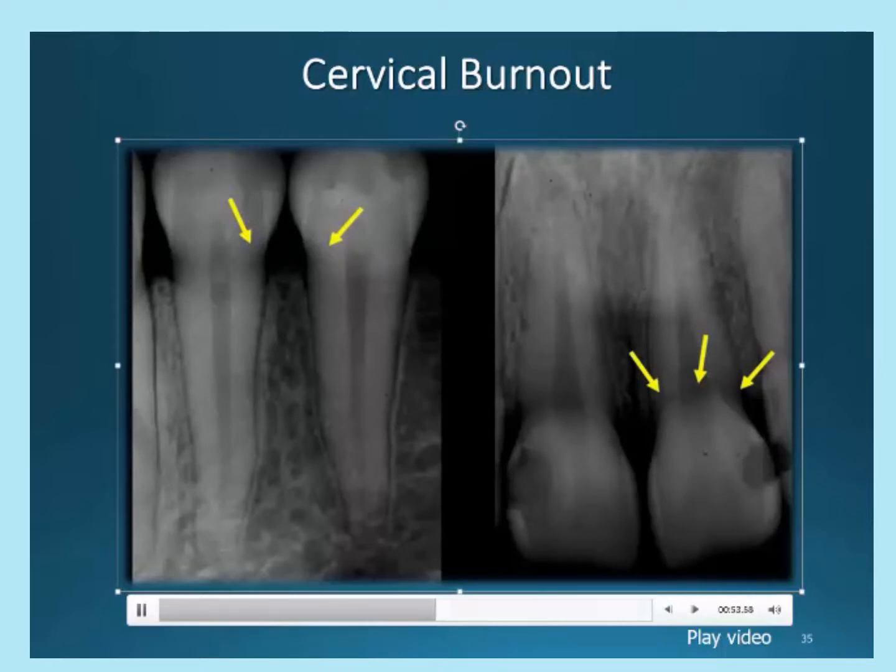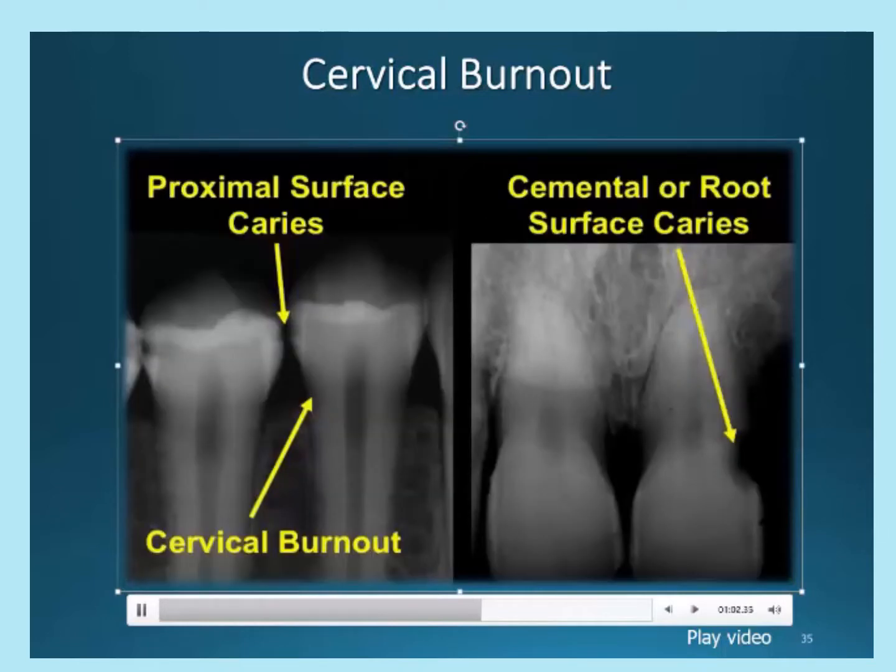You should expect to see cervical burnout associated with the cervical region of almost all teeth that have a good level of bone support. It should not be confused with a proximal carious lesion that begins more to the occlusal or incisal, just apical to the contact point. Also, it should not be confused with root surface caries that appears cupped out, more darkly radiolucent, and usually requires bone loss prior to initiation.